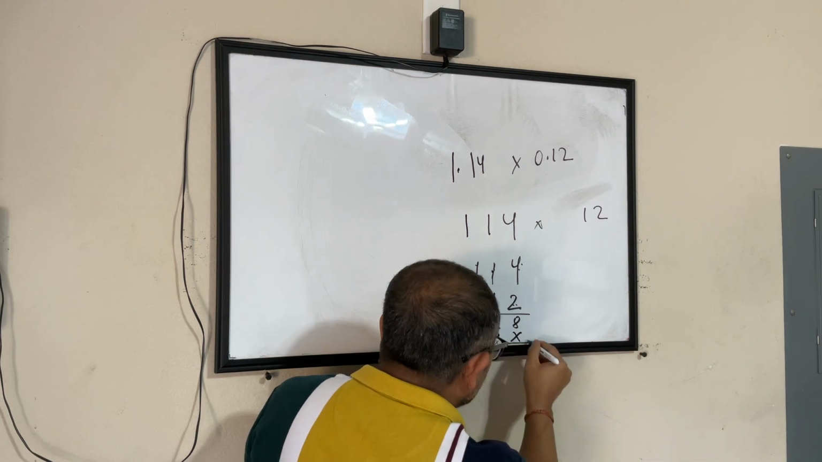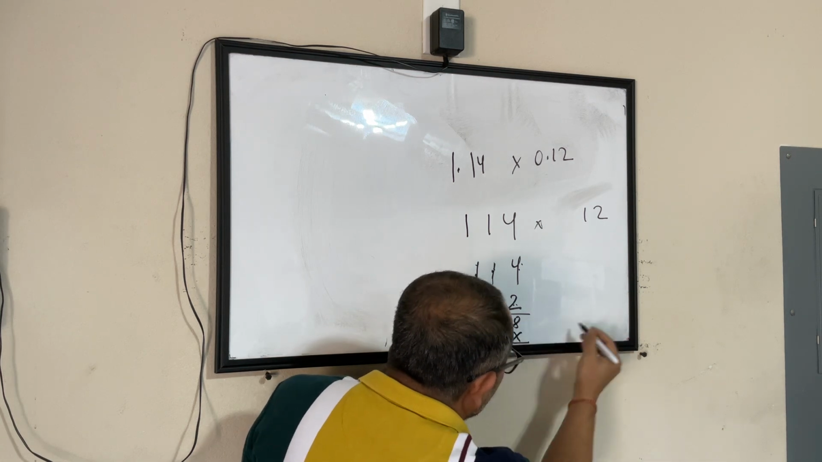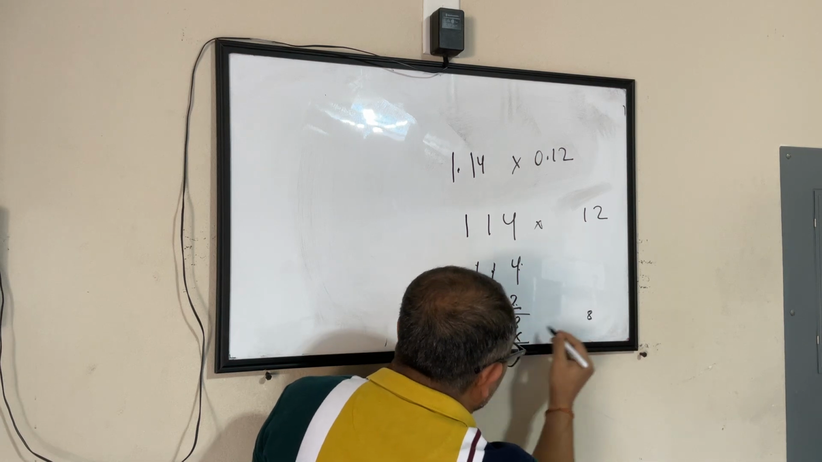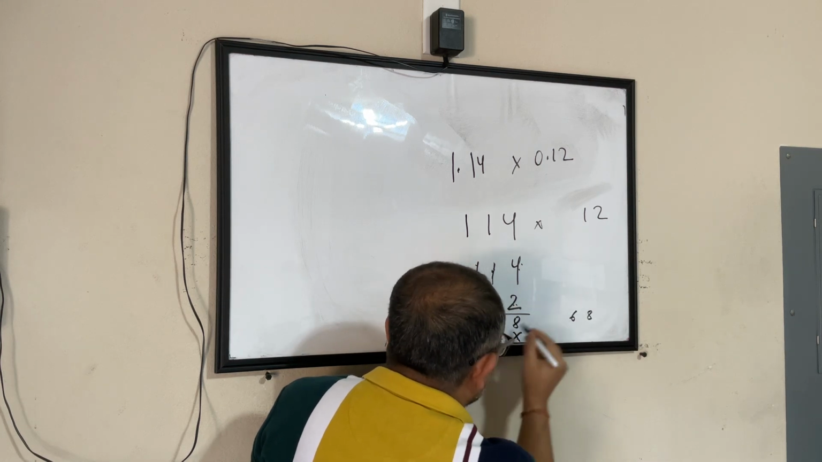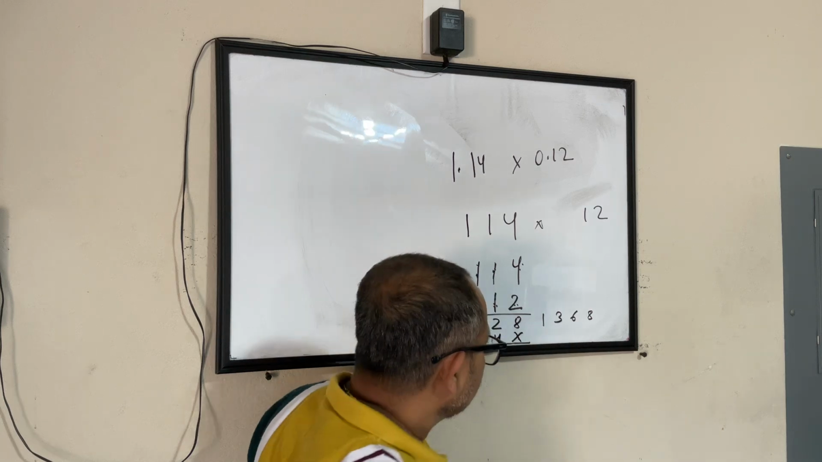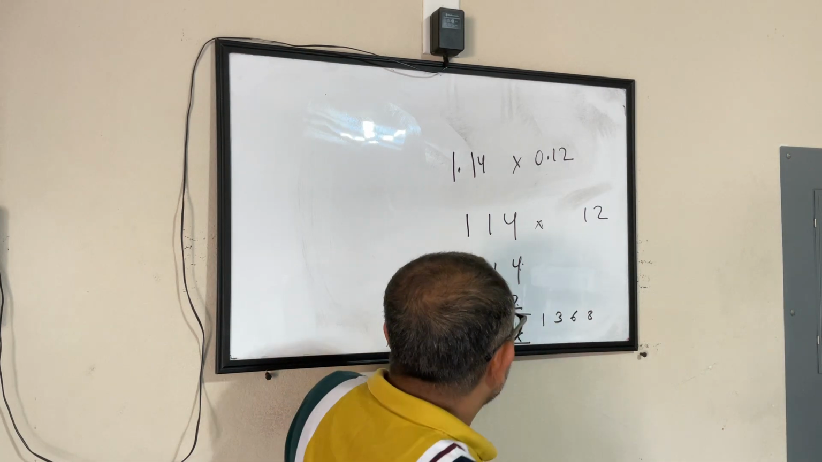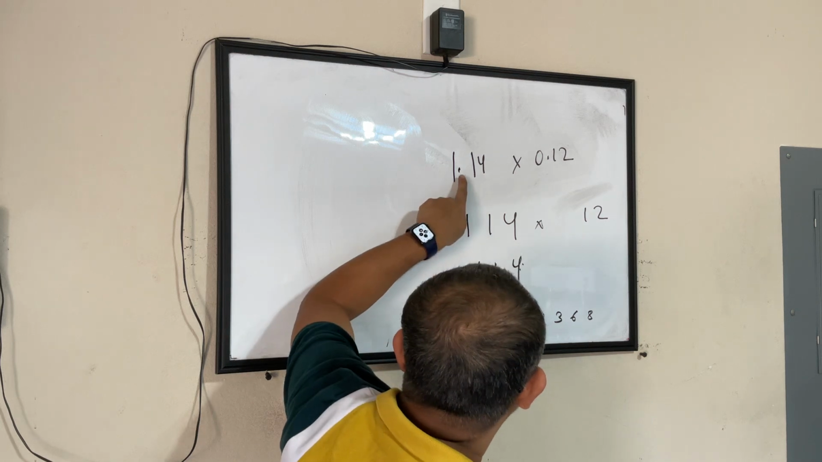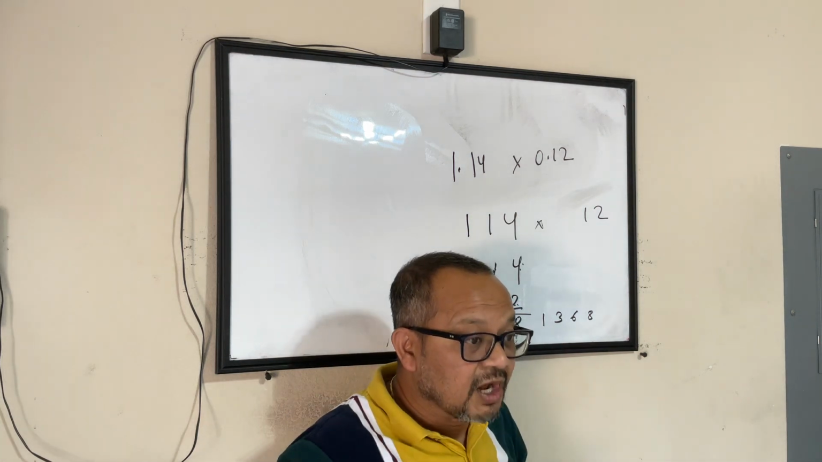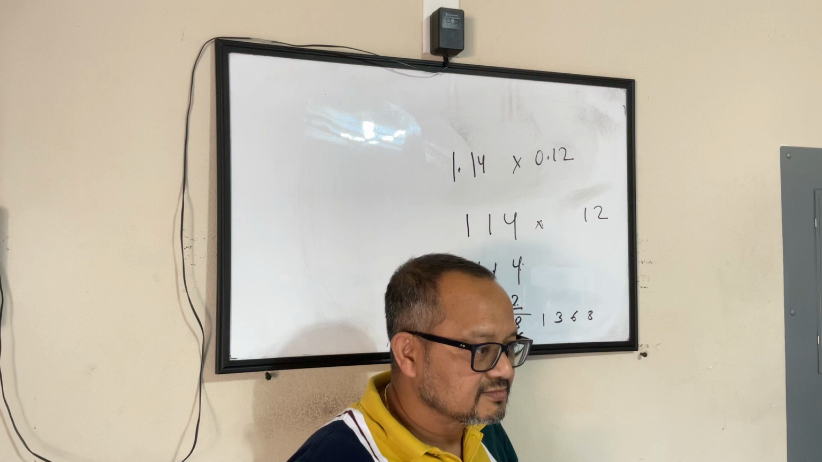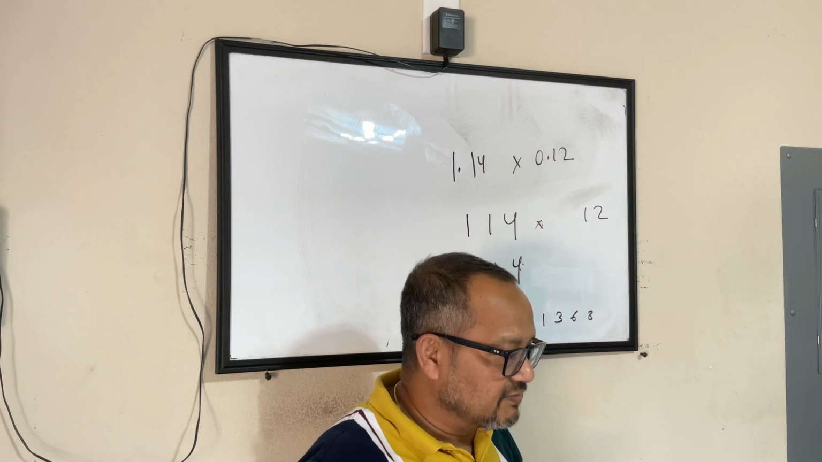Now we have to add the numbers. So 8 plus nothing becomes 8. 2 plus 4 becomes 6. 2 plus 1 becomes 3. And 1. This is what we got by multiplying this with this. And here when we were multiplying, we assumed that there is no decimal. Now we know there is a decimal. Okay? Satvik, are you with me so far?